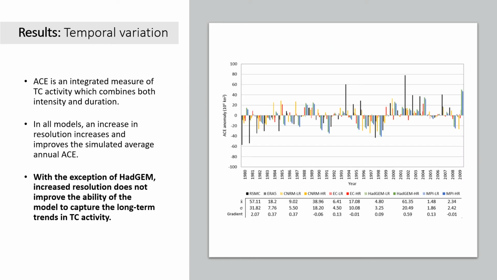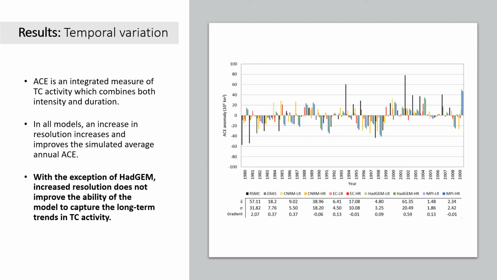Finally, just to shed some light on the interannual variability of tropical cyclone activity, this figure shows yearly anomalies of the accumulated cyclone energy. Now, in terms of the magnitude of the ACE, we would expect, given the relationship between resolution and intensity, that an increase in resolution will lead to a more realistic approximation of ACE, and this is what we find. But this isn't the case when we consider the trend in ACE.